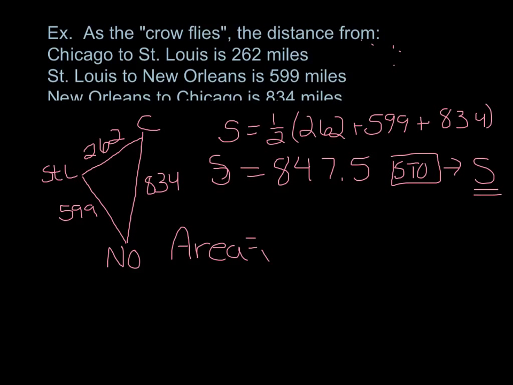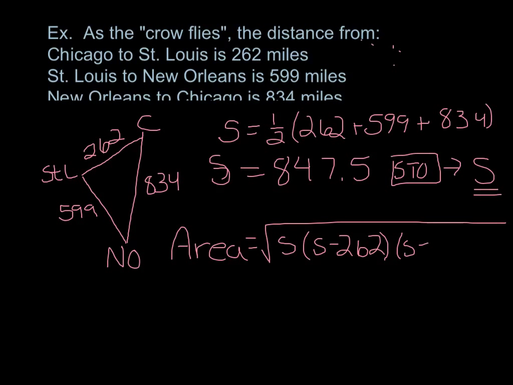Okay, so then our area, we're ready to go on this. Area is equal to the square root of S times S minus 262. That's our S minus A, so to speak. And then S minus 599. And then times S minus 834. Sorry. Just like in school with the smartboard, I run out of room.